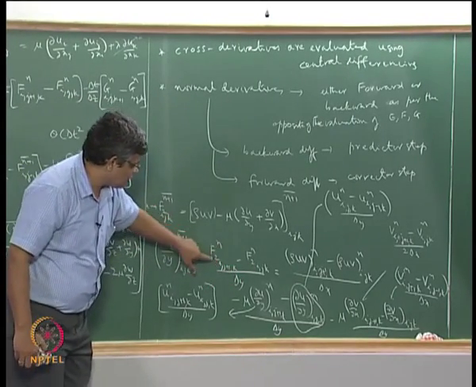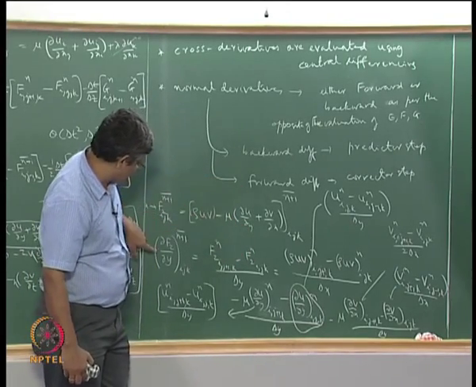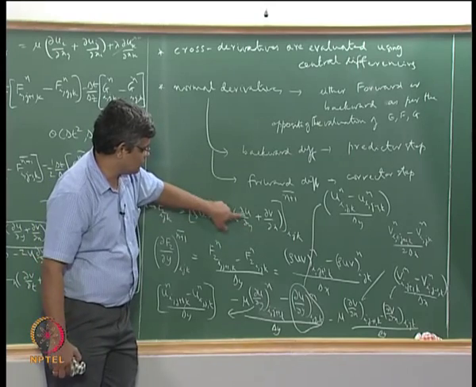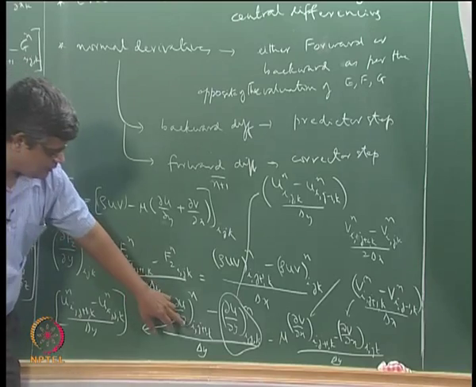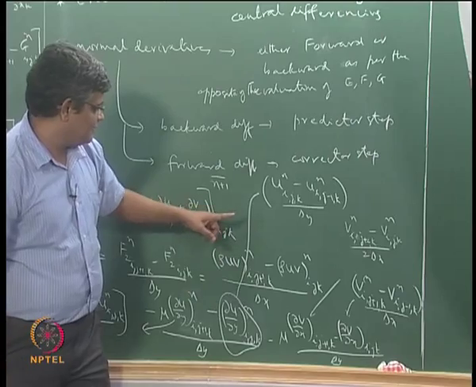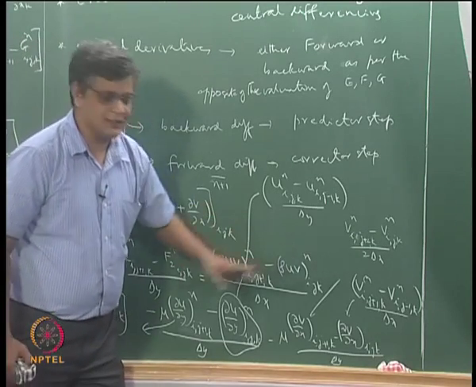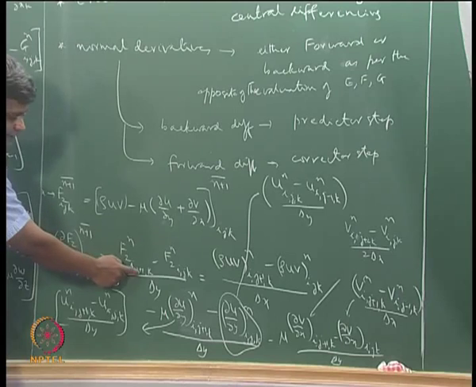So the normal derivatives which appear in this, that is this is a normal derivative because it is dou by dou y, so that will become dou square u by dou y square. So that is being evaluated using backward differencing at each of these points, and this term is being evaluated using central differencing. So the cross derivative is being evaluated using central differencing. So that central differencing or backward differencing has to be evaluated for each f evaluation at that particular point.